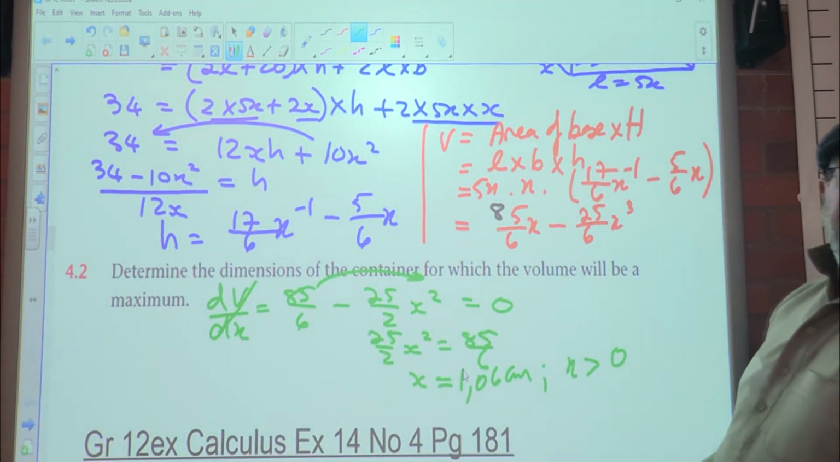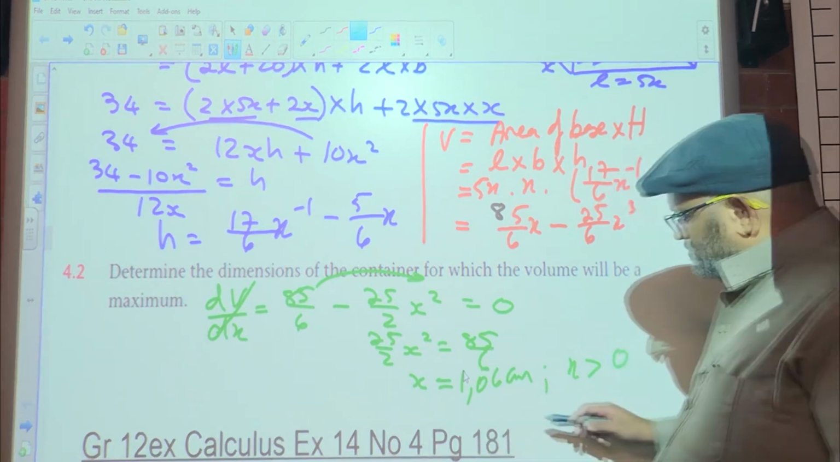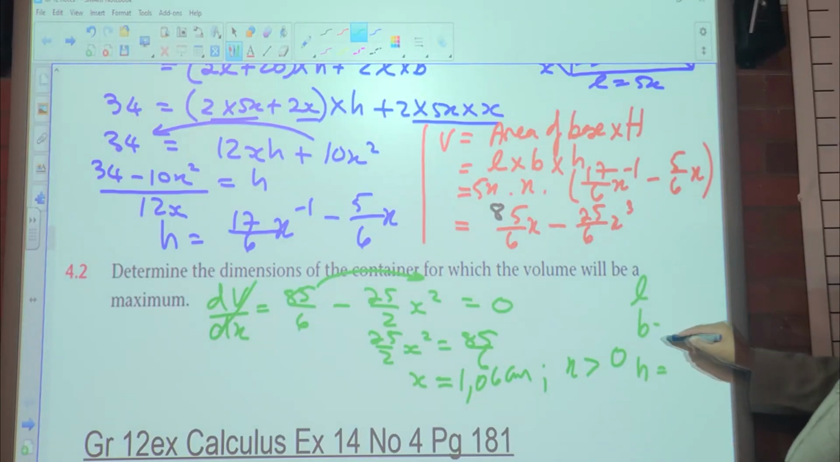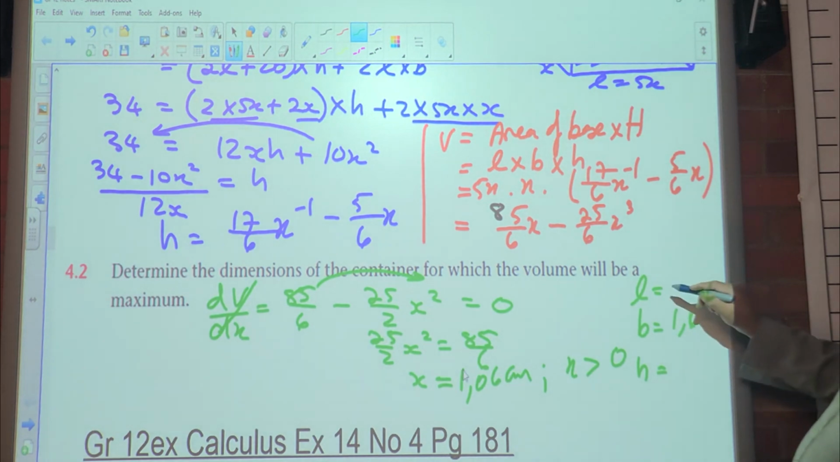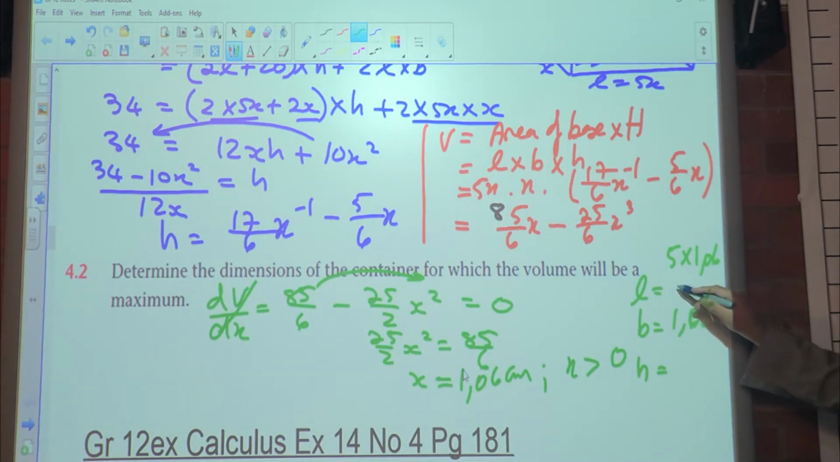Is that correct? Right, so the question was for the dimensions, of course. So you've got length, breadth and height. So the breadth, of course, is 1,06. The length is 5 times this. 5 times 1,06, and multiply that by 5, I'm going to get 5,3. Is that correct?